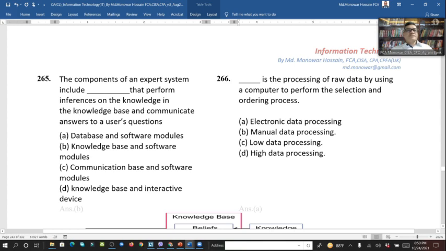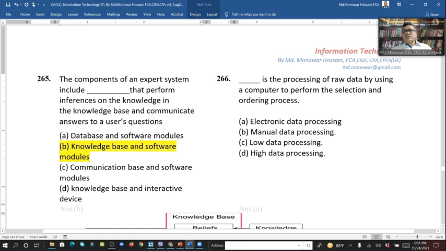Now 265. The components of an expert system, we know what an expert system is, include dash that perform inference of the knowledge in the knowledge base and communicate answers to the user's question. So here the answer is knowledge base and software modules. Components of the expert system include knowledge base and software modules that perform inference of the knowledge in the knowledge base and communicate answers to the user's question.